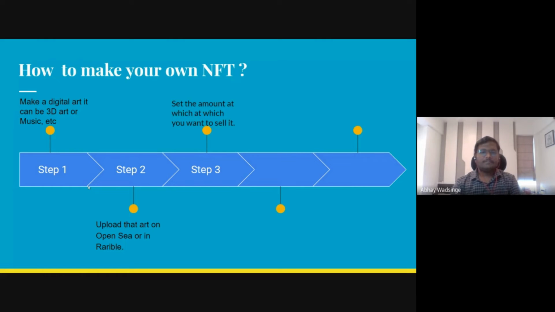Then step three, set the amount at which you want to sell it. Once you have created an artwork and uploaded it, set an amount at which you want to sell it. Then if you are lucky enough, you might get people's attention, and they'll think this artwork is really cool and they might buy it. So they'll start the bidding there, or someone might buy it on the spot. Then step four, pay the gas fee for the blockchain service.